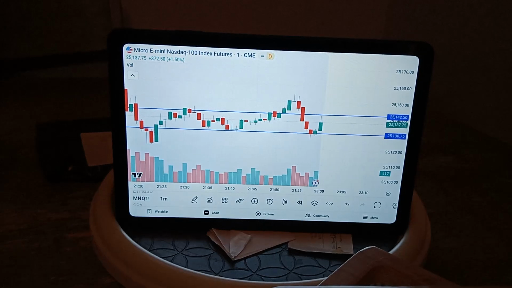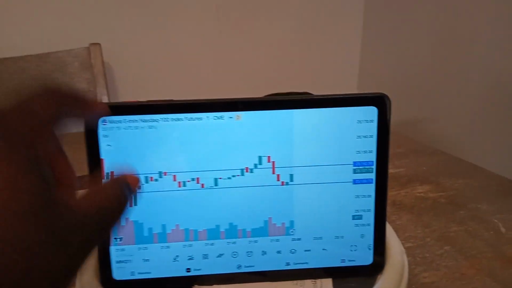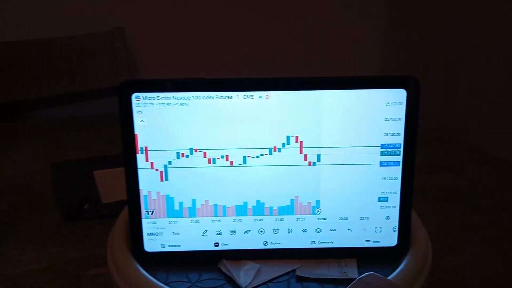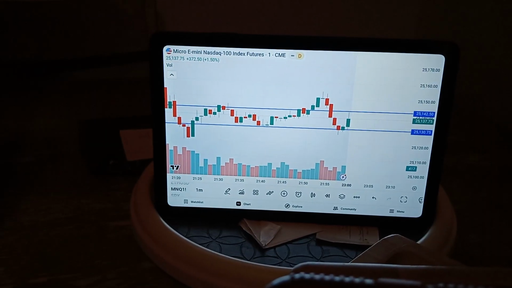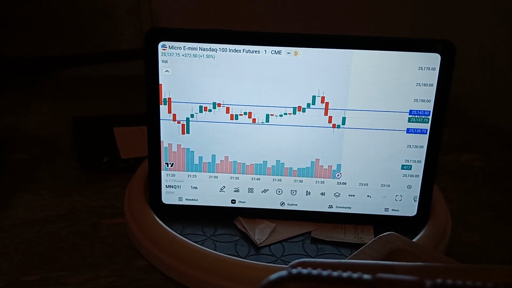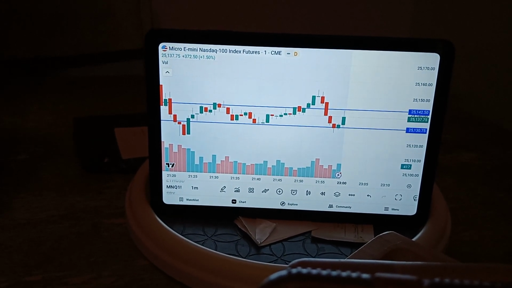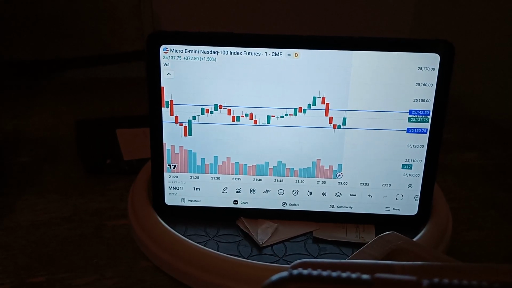Always keep in mind, normally your first breakout is a false breakout. That's why we wait for confirmation. And then you were talking about the stop loss and the take profit?